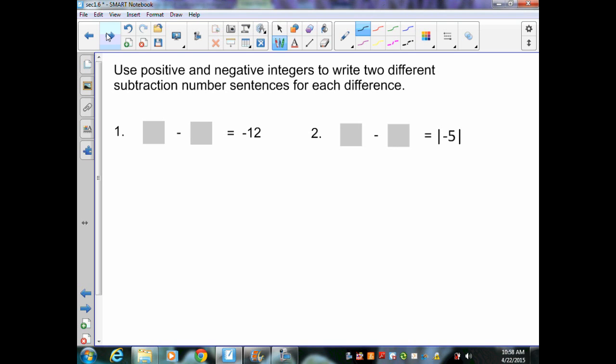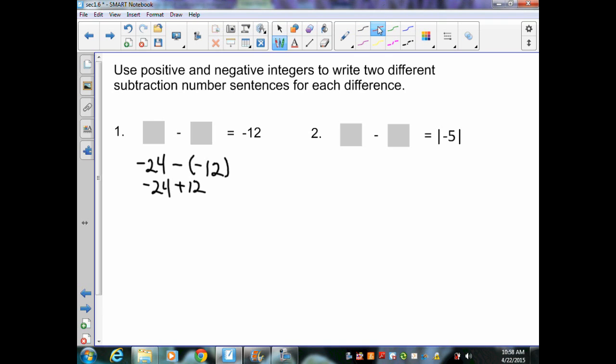On my last two examples, I want to use positive and negative integers to write two different subtraction number sentences for each difference. In other words, I want two numbers, positive or negative, that their solution here is a negative 12. I can have something that looks like this, a negative 24 minus a negative 12. That would give me a negative 24 plus 12, different sign subtract, and that gives me a solution of a negative 12.